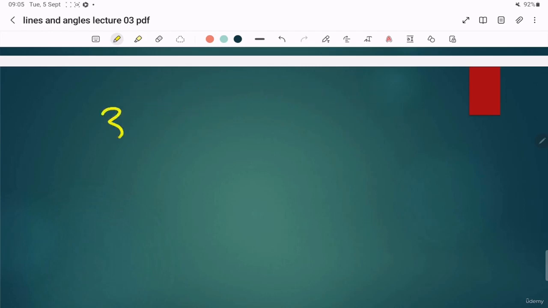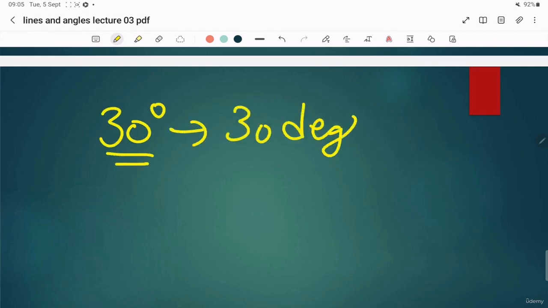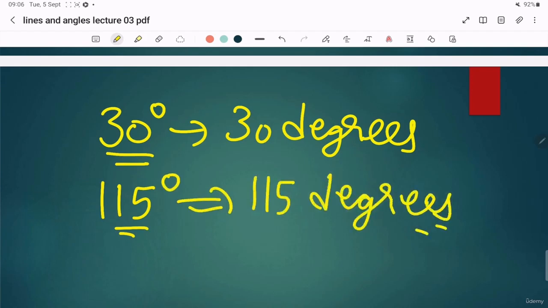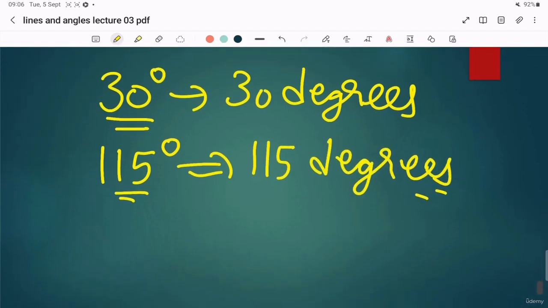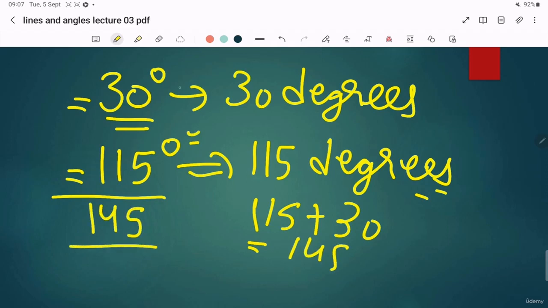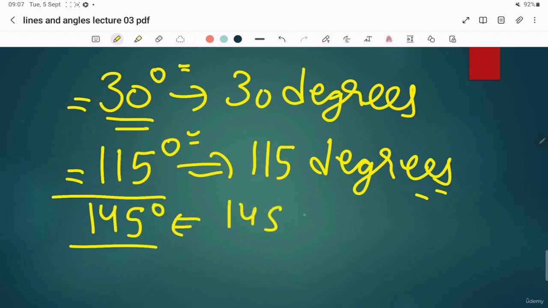Let's say I write 30. Now I write a degree sign. Now it is an angle, 30 degrees. Now let's say I write 115. Now this is a number. If I write a degree sign like this, now it is an angle, 115 degrees. Now to add two angles in degrees, simply add them and write the degree sign. 115 degrees plus 30 degrees: 115 plus 30 is going to be 145. As these angles are in degrees, write the degree sign. So our answer is 145 degrees.